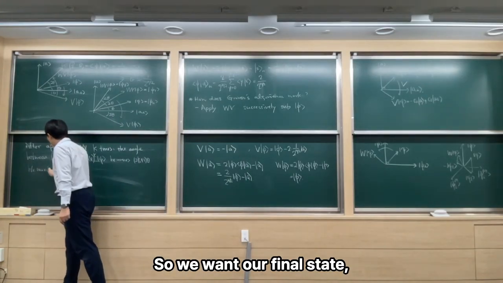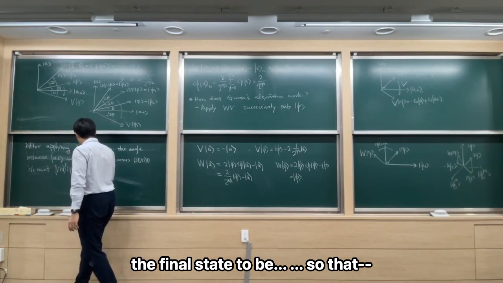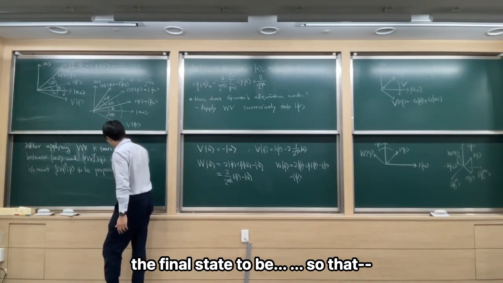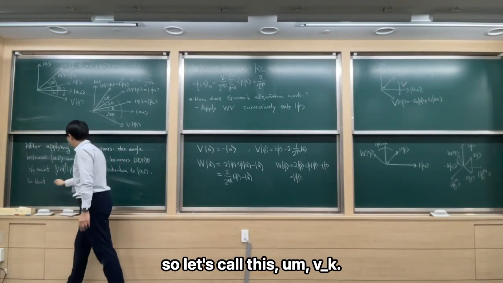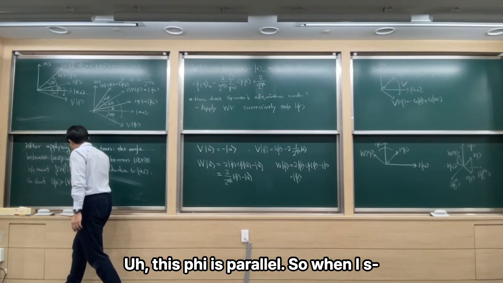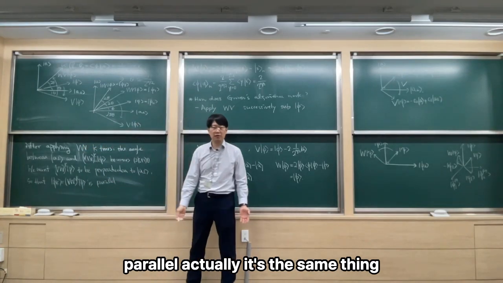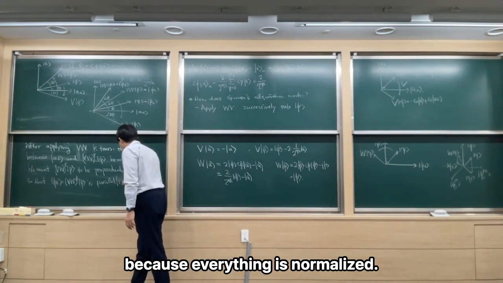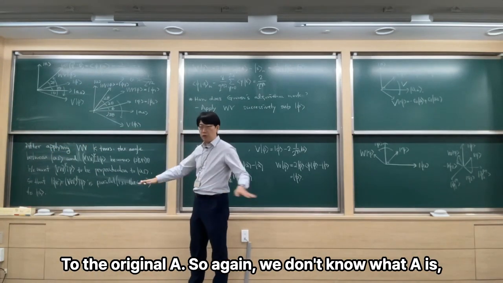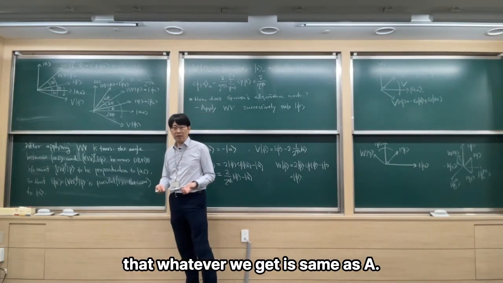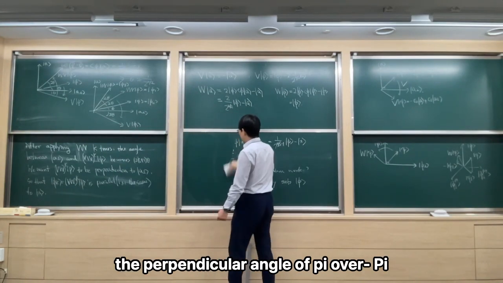So we want our final state to be perpendicular to A, so let's call this V k. When it's parallel to the original A, it's actually the same thing because everything is normalized. Again, we don't know what A is; we just expect that whatever we get is the same as A. So how many times do you have to apply this VW in order to get the perpendicular angle, pi over 2?